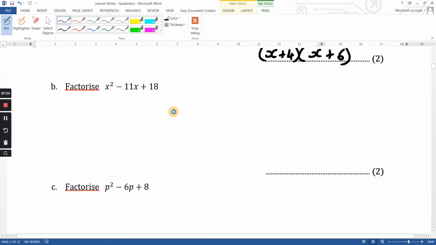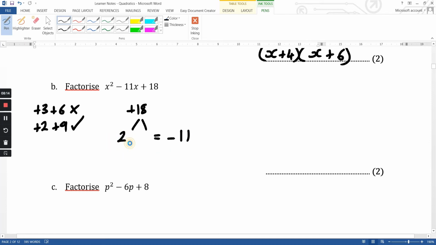Next one, I've got positive 18. In fact, I'm going to do it over here. So I've got positive 18, and I need a minus 11. Oh, bit of a tricky one, this one. So to get 18, what are the possible combinations? You could have positive 3 and positive 6. That's not going to get me 11 though, is it? What about 2 and 9? 2 and 9, yes, multiplied together are going to get me positive 18. And at the same time, I could get 11 as well.